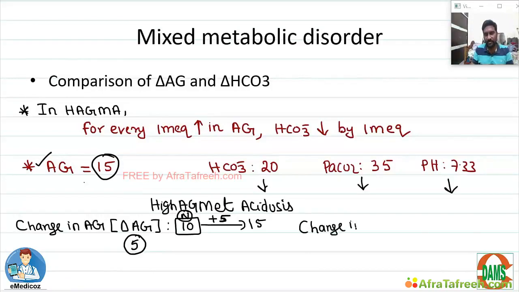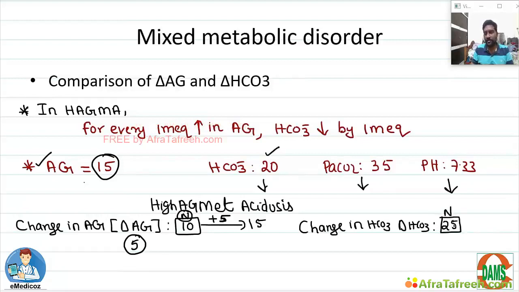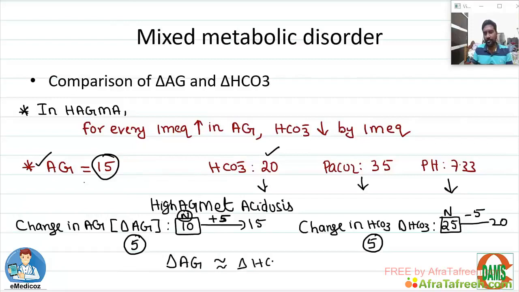Change in bicarbonate is also written as delta bicarbonate. How much is the normal bicarbonate reference value? Let us take it as 25. How much is given in the question? 20. So bicarbonate has decreased by 5. So how much is the change? Again it is 5. So here anion gap changed by 5, bicarbonate also changed by 5. So delta anion gap and delta bicarbonate are correlating.